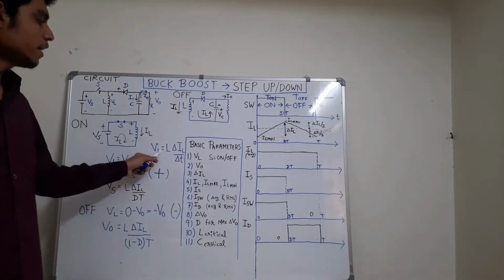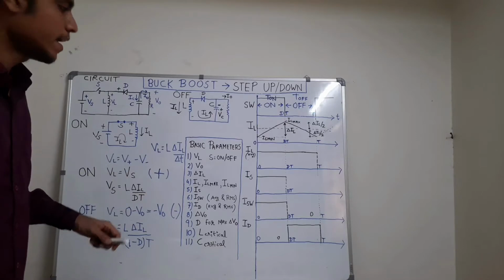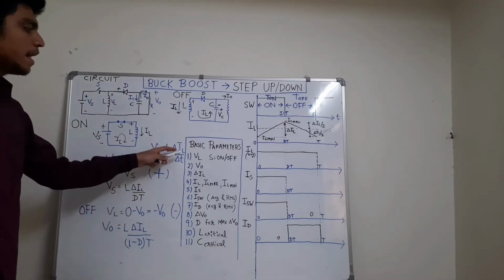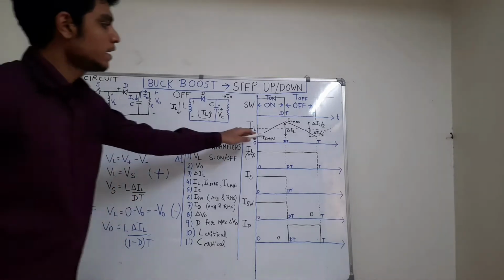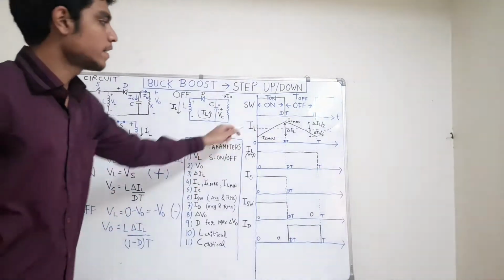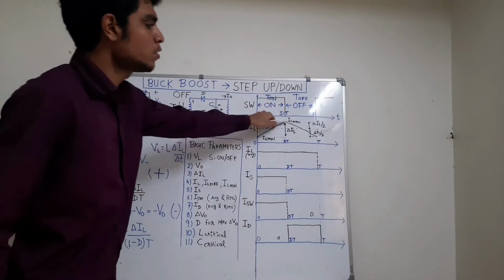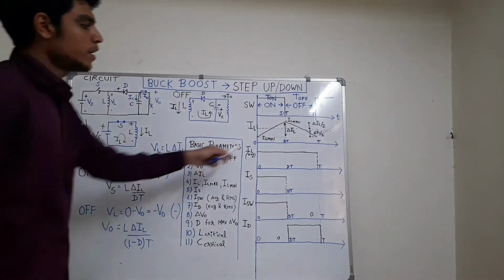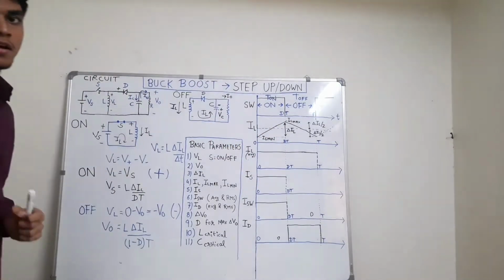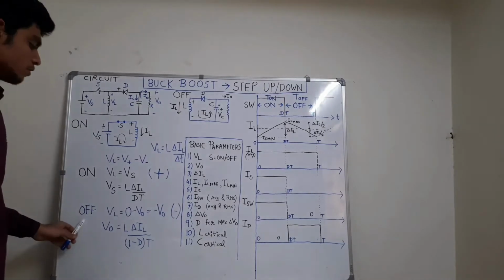Inductor voltage VL is positive during the on cycle. Hence, according to the equation VL equals L dIL by dt, dIL is positive. Hence, the inductor current increases during the on cycle from its minimum value to maximum value during time 0 to DT. Now let's look at the off circuit.